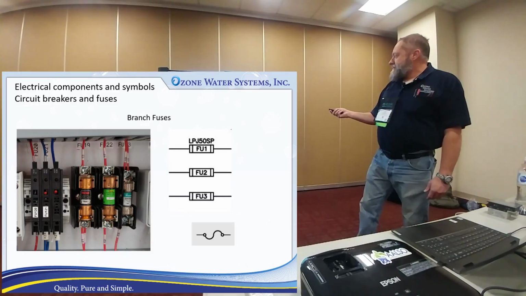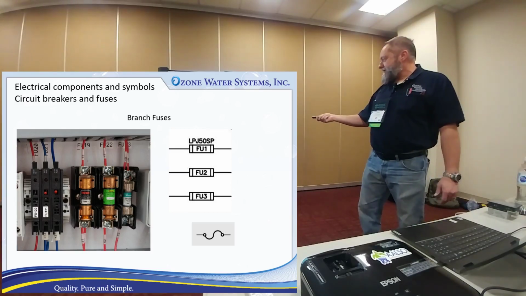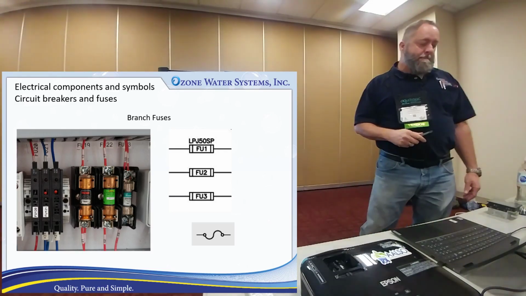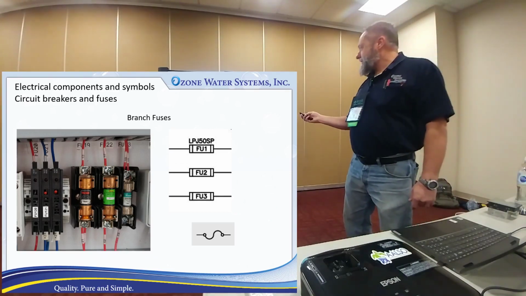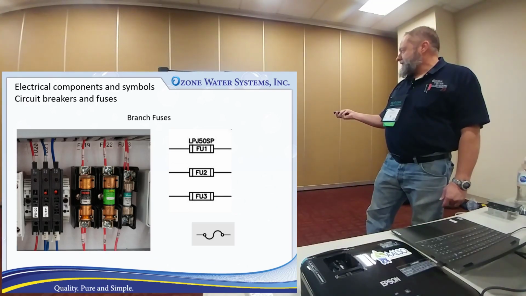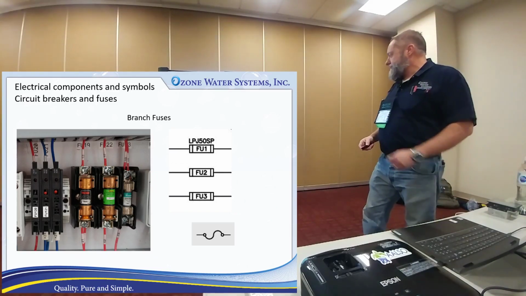Just like on the main incoming power, you've got potential to have branch fuses. We don't have any of these in this one. I just wanted to point out there's all different shapes and sizes of certain fuses. You just gotta know what they look like. Different symbols you might see for a fuse. They'll also have a tag for what the rating is. That's another symbol you might see to indicate a fuse.